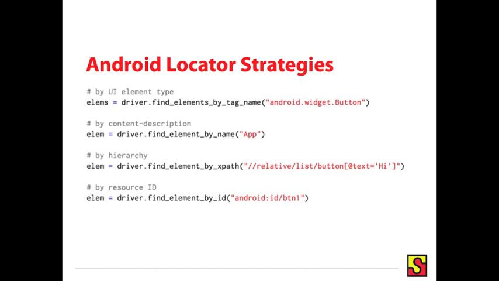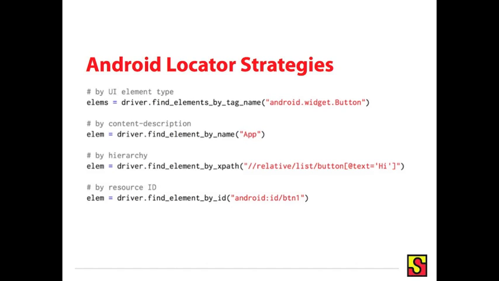Likewise, we could try to find an element or elements by its content description value. This is the equivalent of the accessibility identifier for iOS. Android calls it content description. It's what's displayed to people who are using your app in accessibility mode. And so we use find element by name in order to get elements by their content description. And this is a great way to get a handle on a specific element without having to use some kind of hierarchical query.